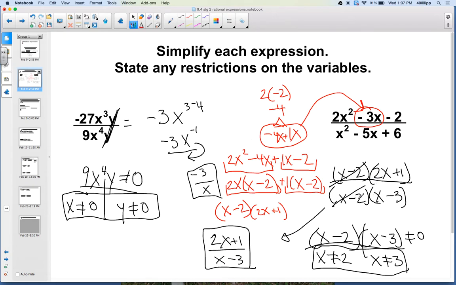So notice that you had to take the denominator and find the restrictions before you cancel out, because now the x minus 2 is no longer in the denominator. So make sure you find your restrictions before you simplify.